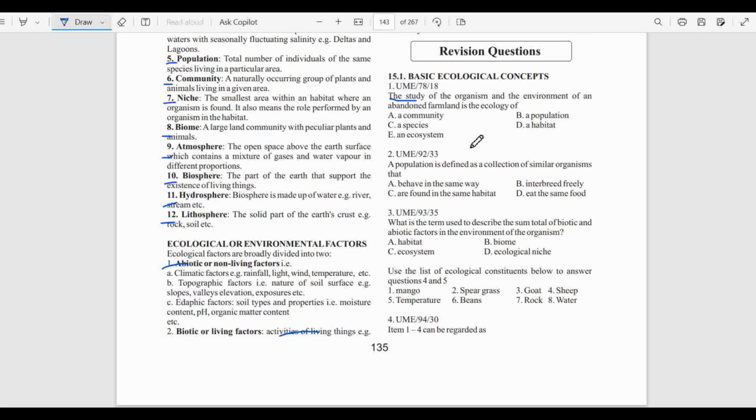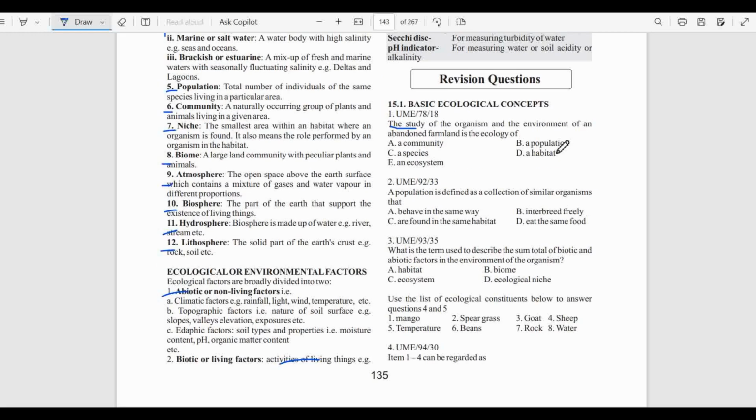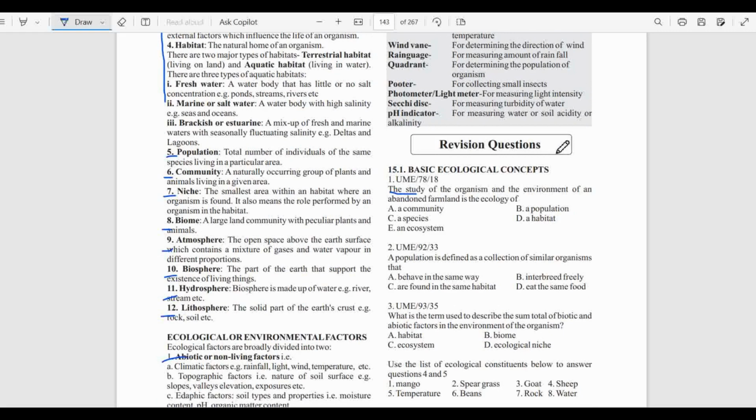All right, community doesn't fit in. Let's talk about groups of plants and animals living in an area. Now, what we have here doesn't tell us whether the organism and the abandoned farmland are in the same place. So, community is not the answer. Population here refers to the total number of individuals of the same species living in a particular area. It still doesn't make sense, right? What are species? Group of organisms that can interbreed, right? Doesn't make sense either. And what about habitat? Habitat, that's the natural home of an organism.